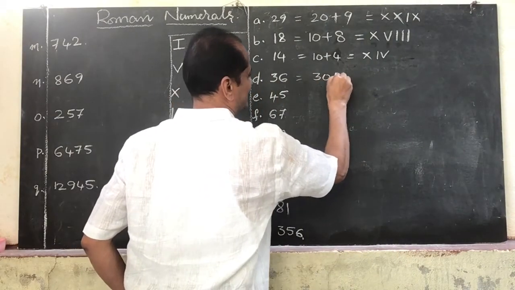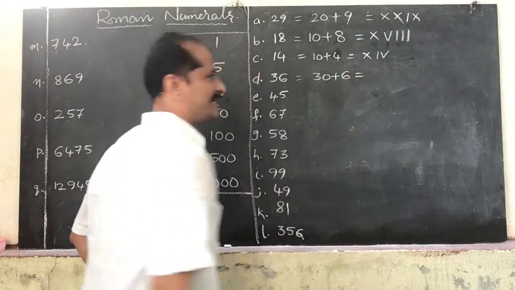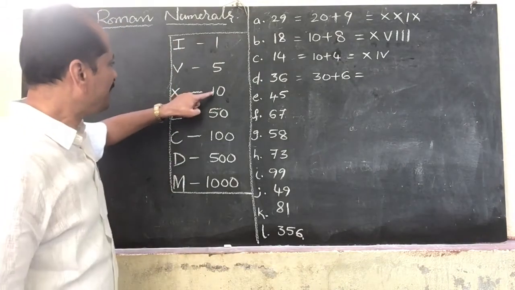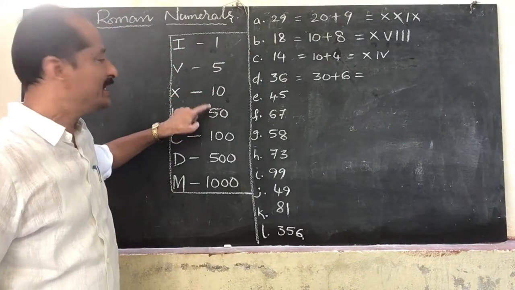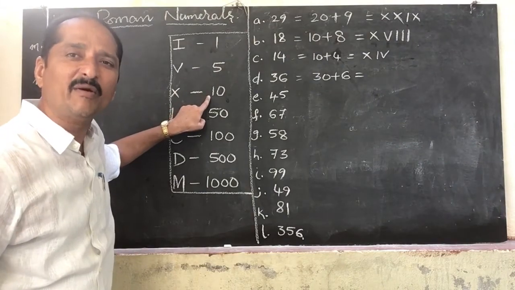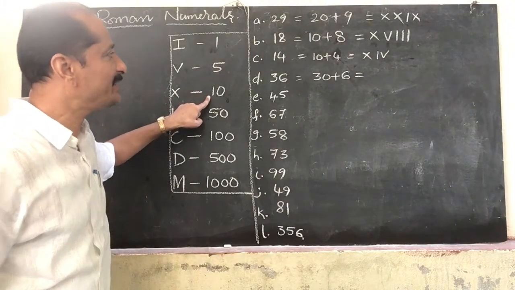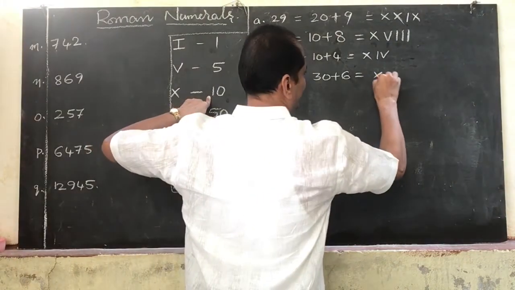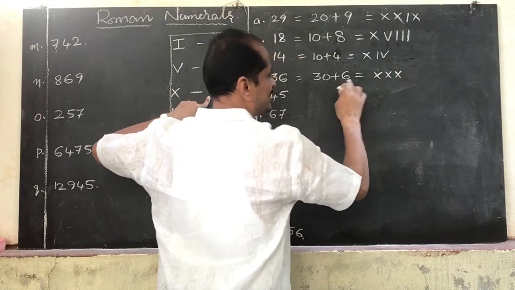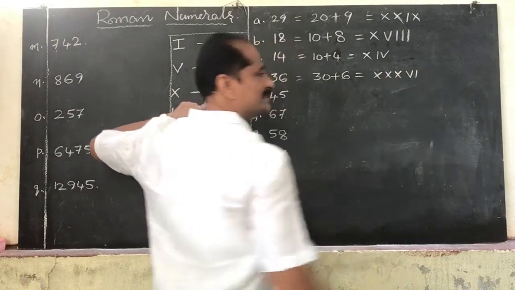So 30. 30 is in between 10 and 50. So what to do? 10 should be repeated for a maximum of 3 times. So X repeated 3 times is XXX. So 36 is XXX, V, I, 6.